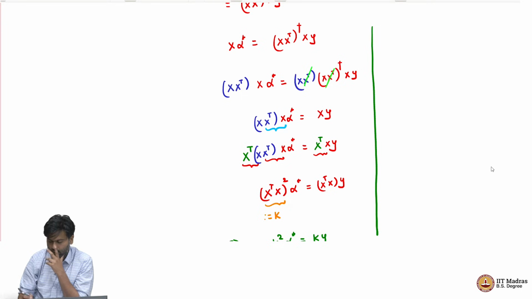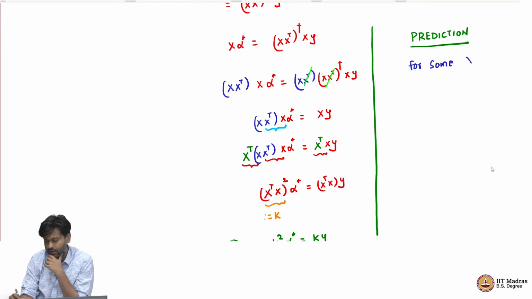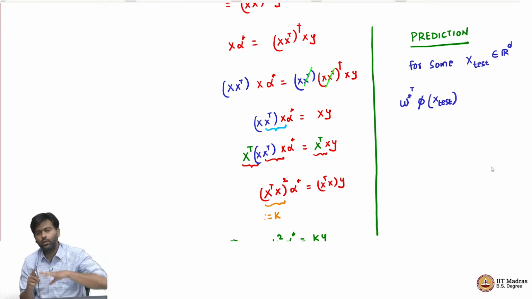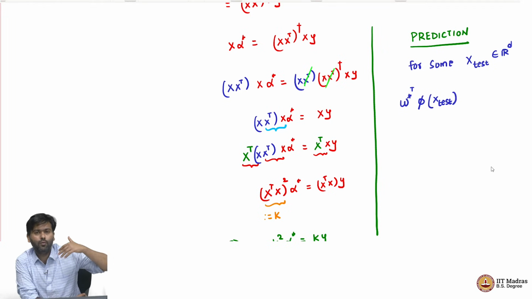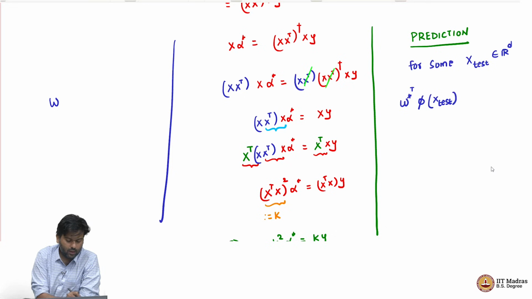The whole point of doing this is that now when you do prediction, if you have a new data point x test in d dimension, then the kernel would tell you that I need W star transpose phi of x test. So I have to map my x test to high dimension and then take a dot product with W star, which is the best W star, which minimizes the squared error of all the data points mapped to the higher dimensional space. So W star would be the argmin over the sum over i equals 1 to n of (W transpose phi of xi minus yi) squared.